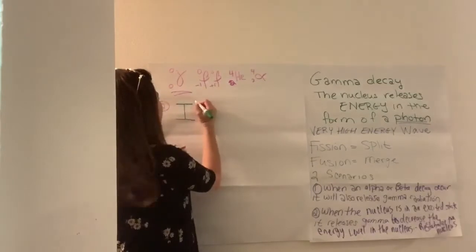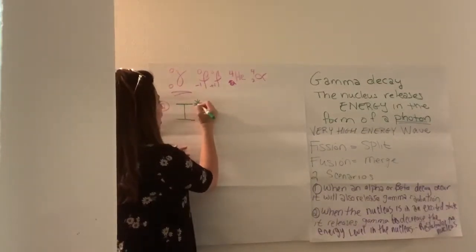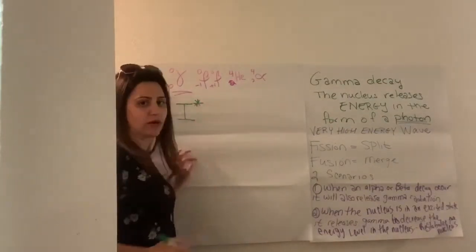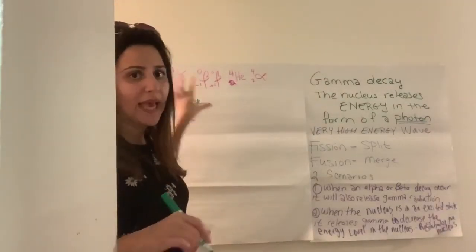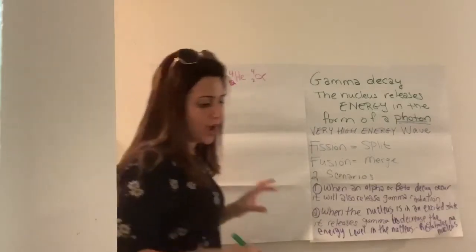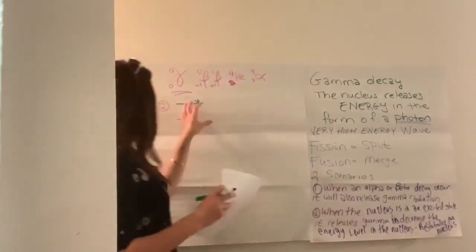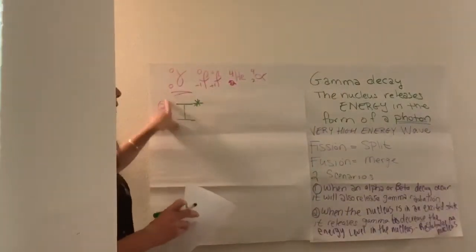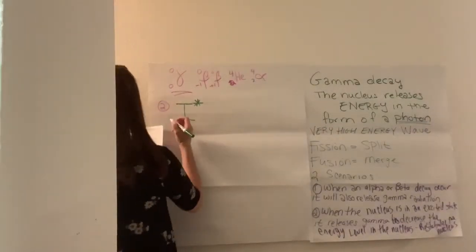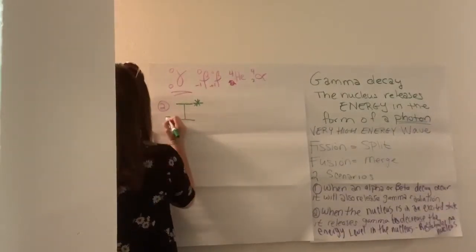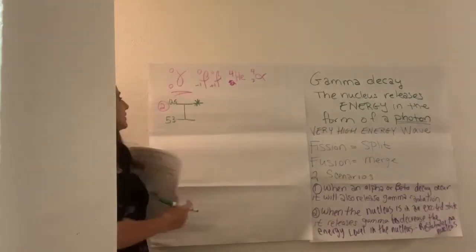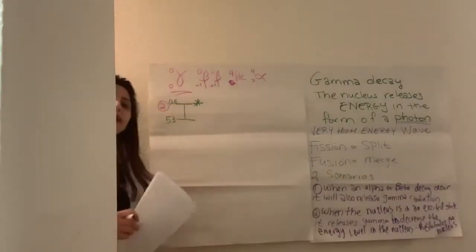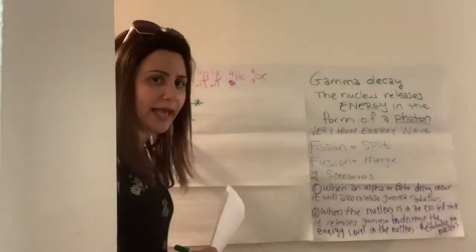The way I would represent it is I would put a little star, an asterisk, right over there to show that the iodine is in an excited state. Okay, this is all I need to represent. Now, of course, I have to put in the amount of protons and the atomic weight. So the amount of protons iodine has is 53, and let's say the atomic mass is 125. So this is what the iodine would look like when it starts off in an excited state.